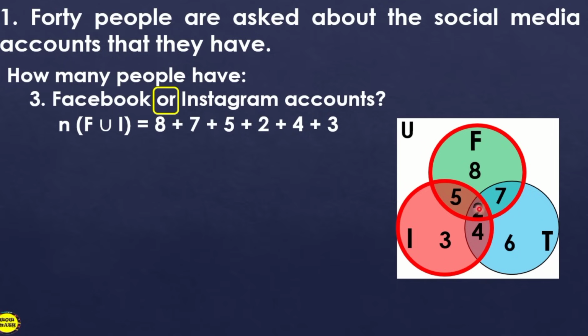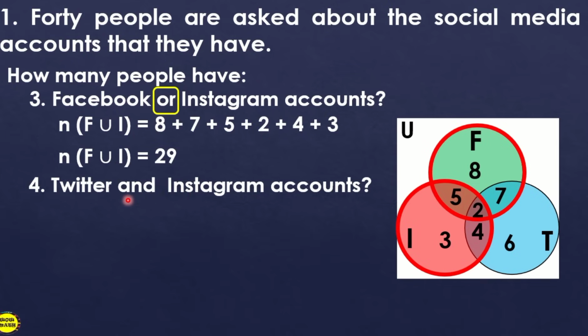Kapag meron po tayong intersection, ika-count lang po natin siya as 1. Kung binilang mo na siya sa isang event mo, wag mo na po siyang bibilangin sa second event. So 8 plus 7 plus 5 plus 2 plus 4 plus 3. Hindi na po natin ito uulitin ng pagbilang. Let us combine all and get the sum. That is 29, the number of people who have Facebook or Instagram accounts.